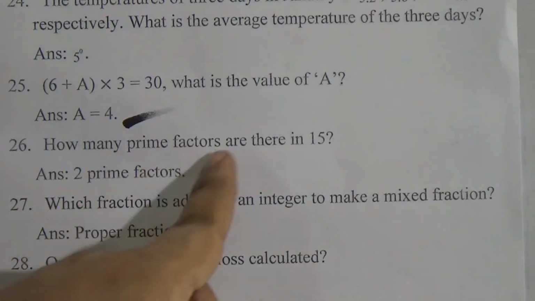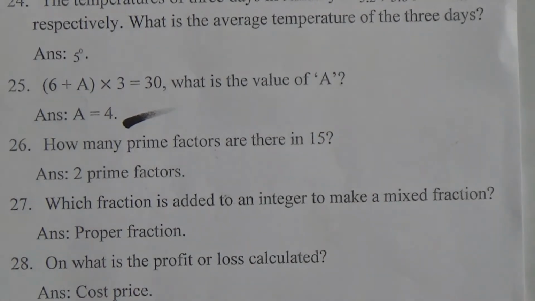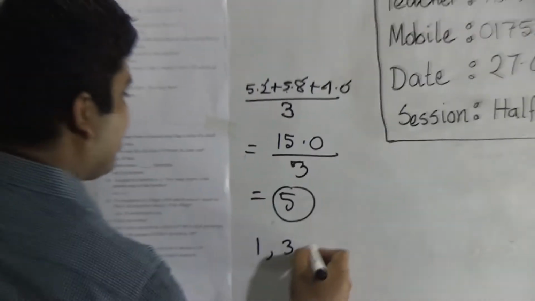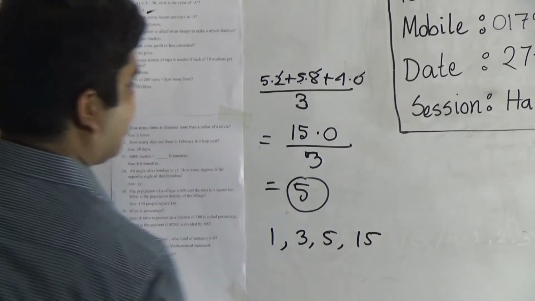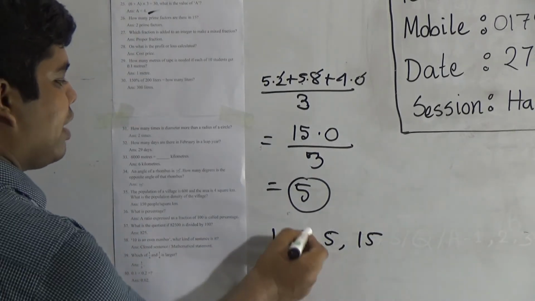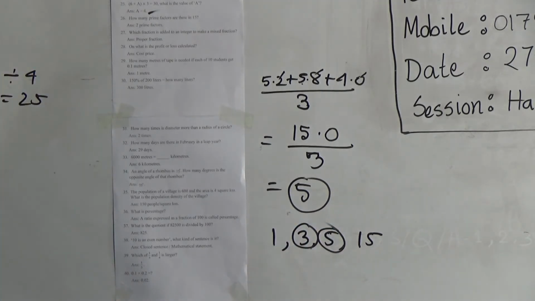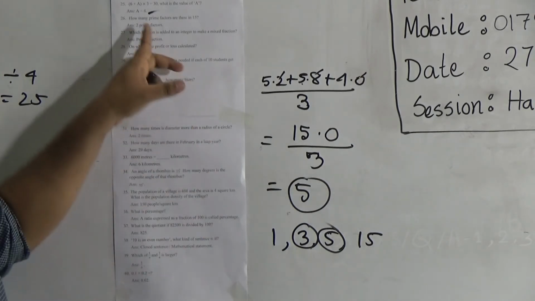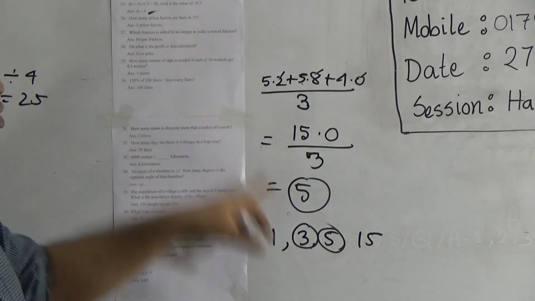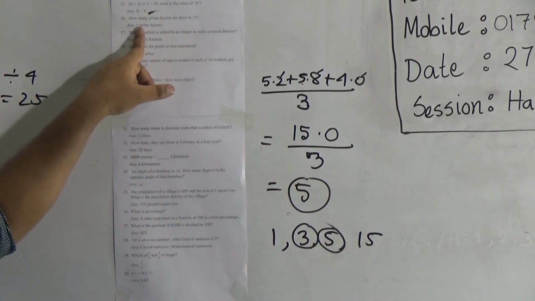26. How many prime factors are in 15? Dear student, notice 15 has factors 1, 3, 5 and 15. So these are 4 factors. Among these 4 factors, only 3 and 5 are prime numbers. So how many prime numbers are the factors of 15? It will be 2 prime factors. No need to write 3 and 5, just count the numbers and write the number. 2 prime factors.